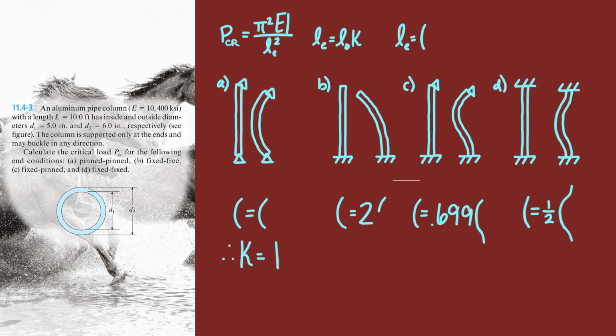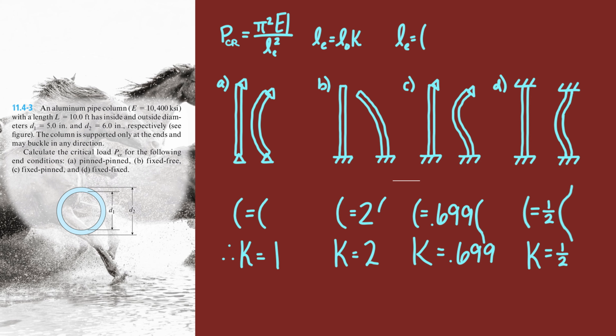And then for D, we have a lot more than just that parenthesis shape. It keeps going past that, so if you multiply it by 1/2, then you'll get your length equivalent. So we have the following K values, and that's what we're going to plug into our P critical, because that is our length equivalent, which is our length initial times this K value.